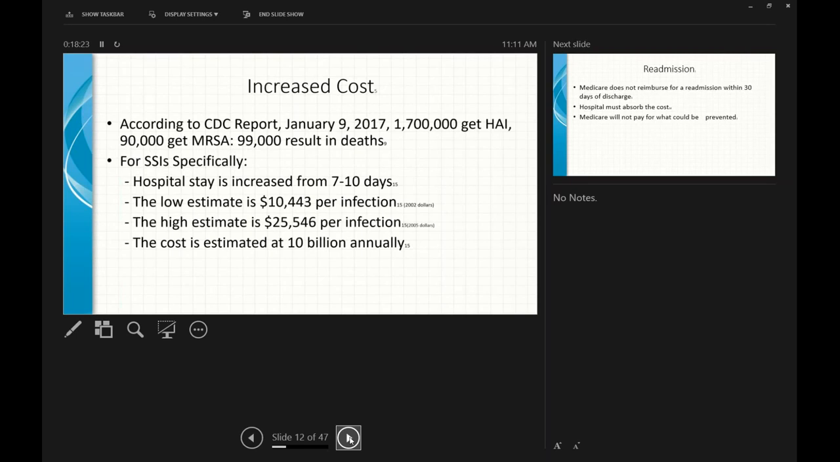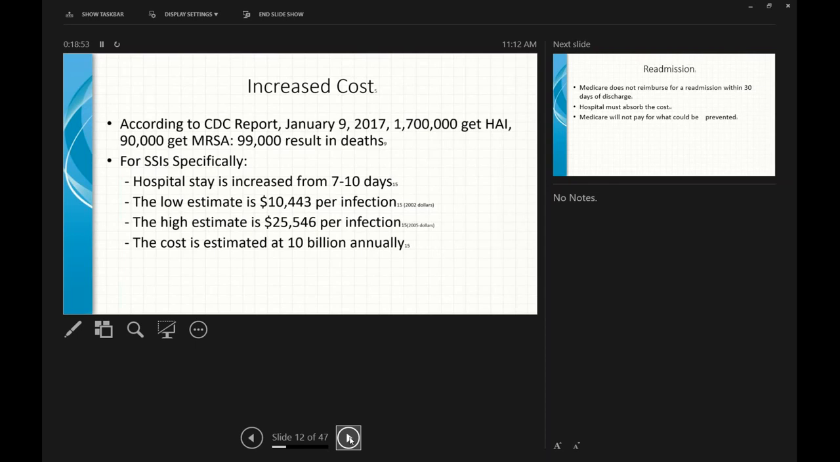So according to a CDC report on January 9th, 2017, 700,000 patients get hospital-acquired infections. 90,000 are from MRSA, and 99,000 result in deaths. If I go to the hospital for a total knee, I don't think I want to exit that way.